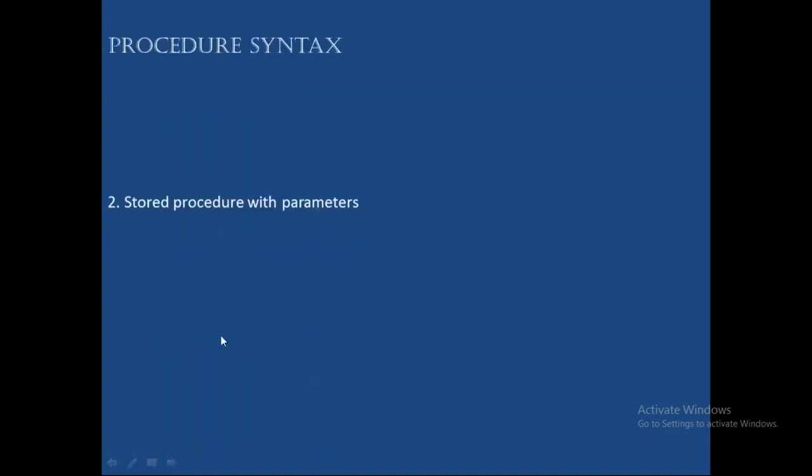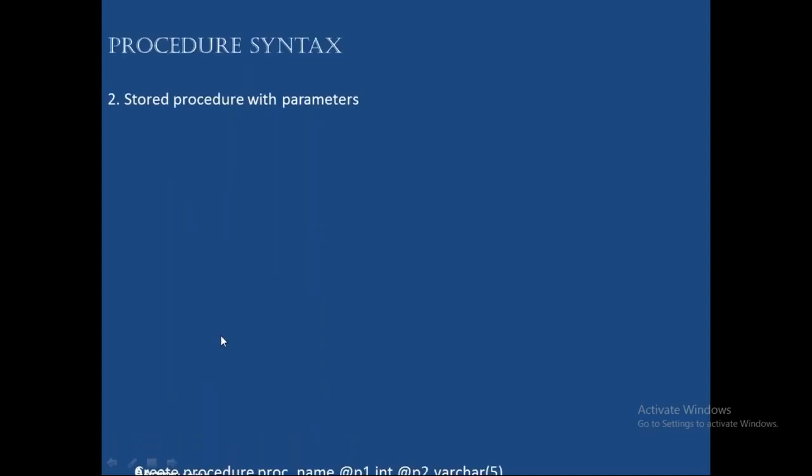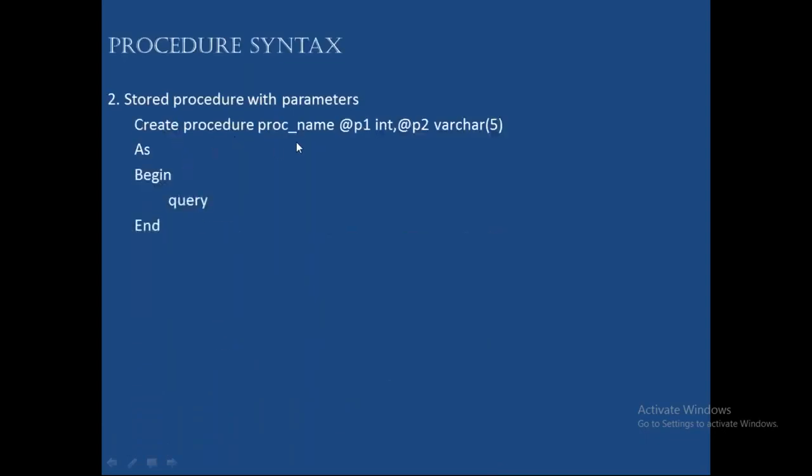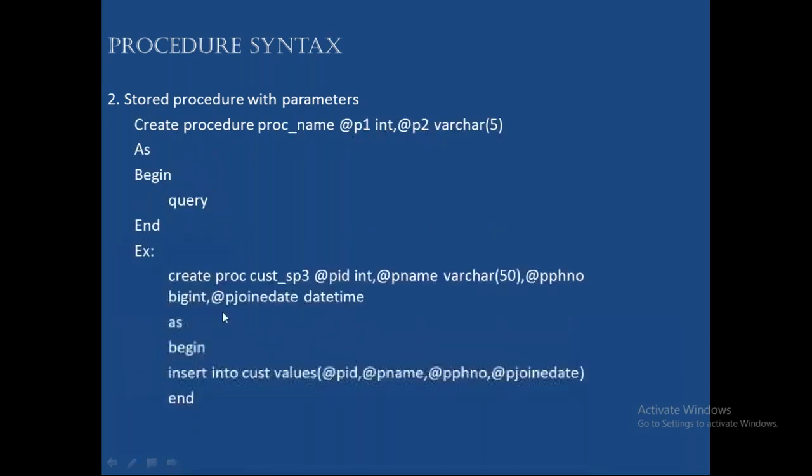Now I am going with the stored procedure with parameters. You see here, create procedure name p1 int, p2 varchar, parameter 1, parameter 2. Those you can use in the query. Example: create procedure cust_sp3 with ID parameter, name parameter, phone number parameter, join date parameter. Now these four parameters I am using to insert a record into this table. Insert into cust values PID, PNAME, phone number, join date, because these values I don't want to hard code here.